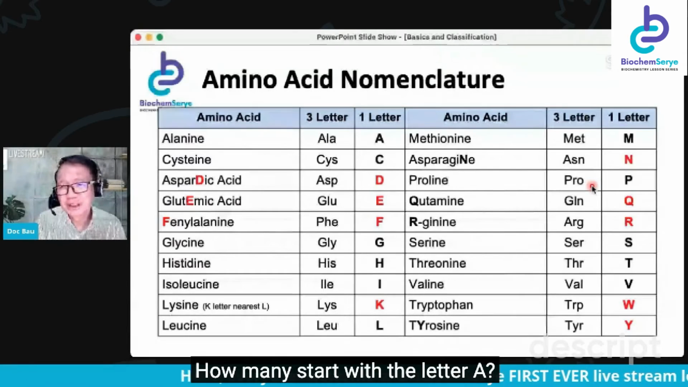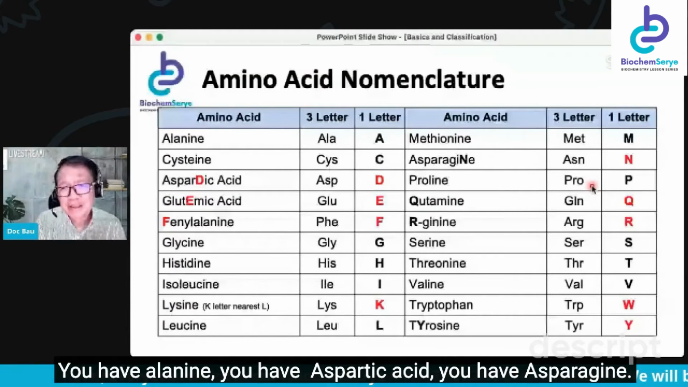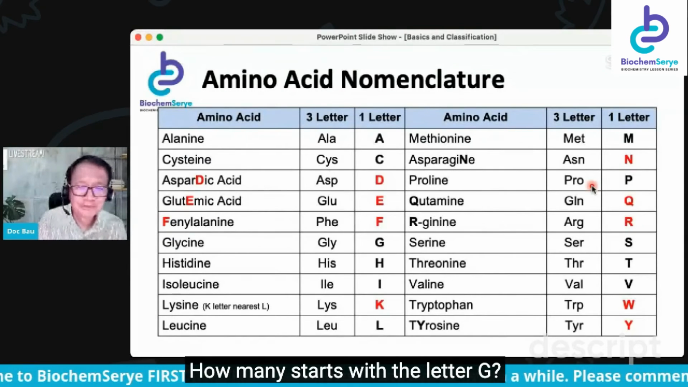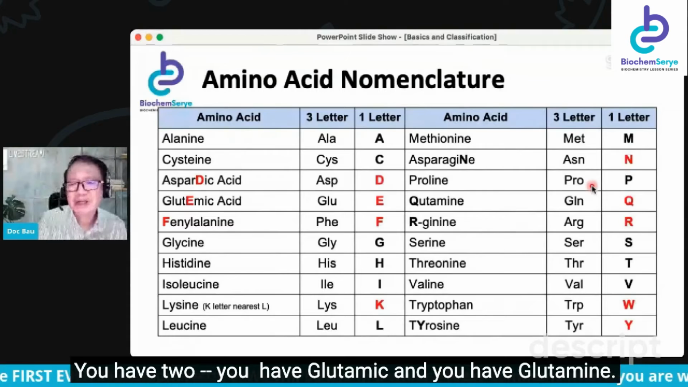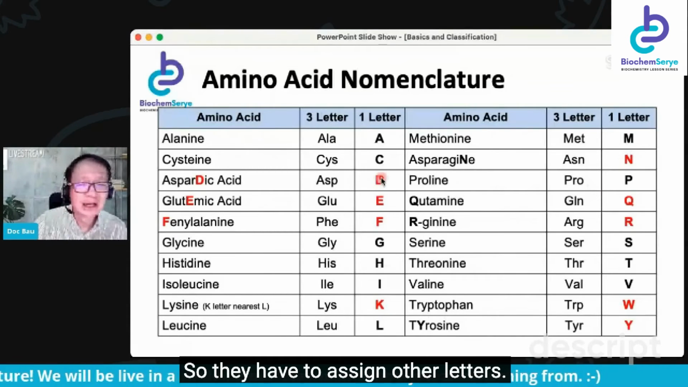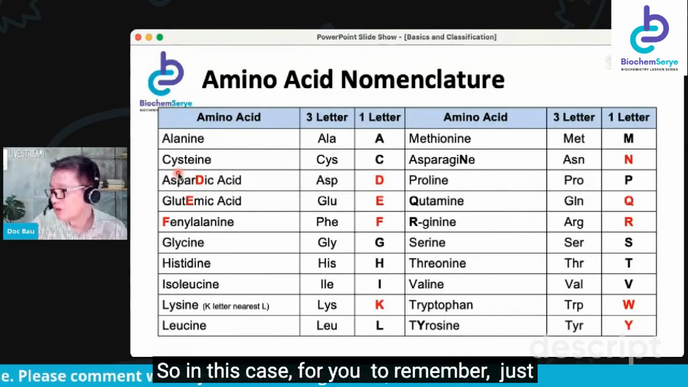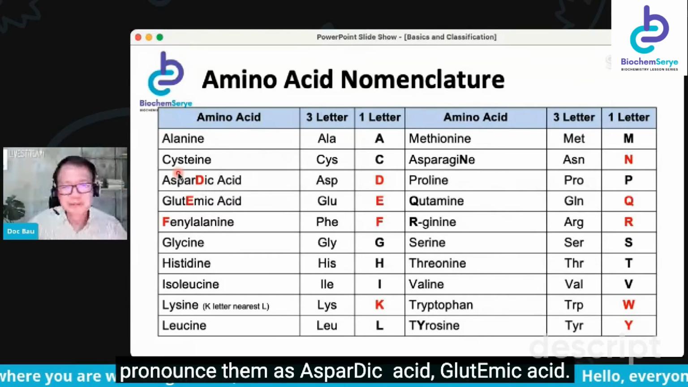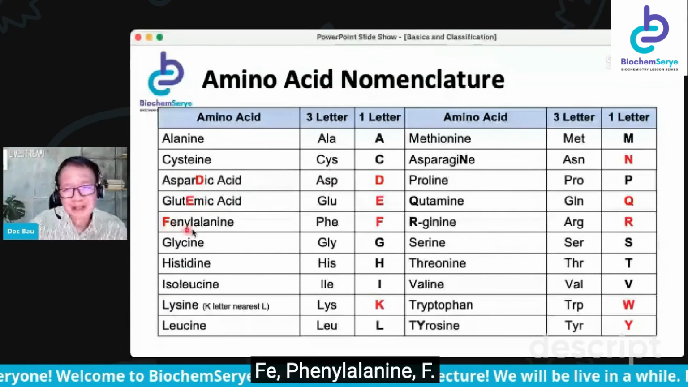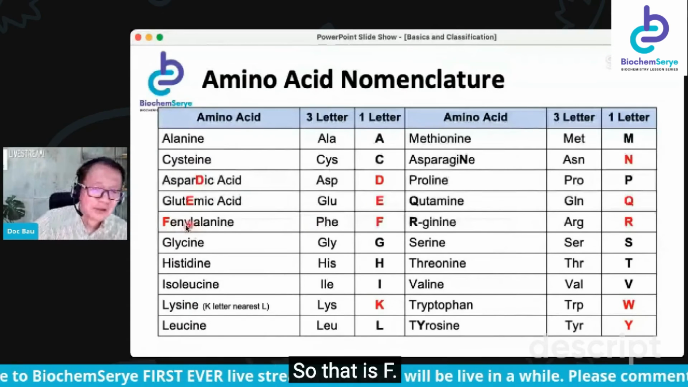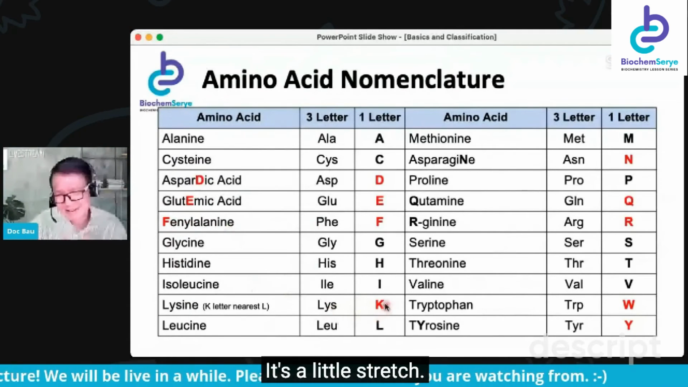How many start with the letter A? You have alanine, you have aspartic acid, you have asparagine. How many start with the letter G? You have two. You have glutamic, you have glutamine. So they have to assign other letters. So in this case, for you to remember, just pronounce them as aspartic, okay? Aspartic acid, glutamic acid, phenylalanine, okay? F, okay? It's a little stretch.